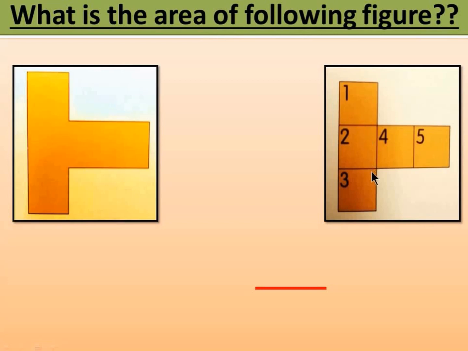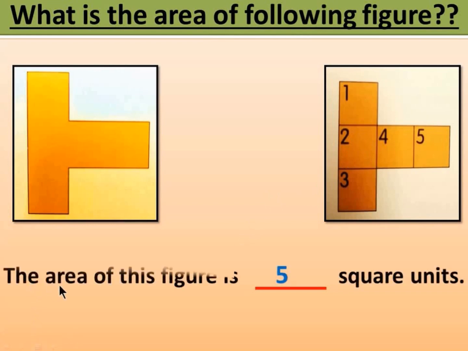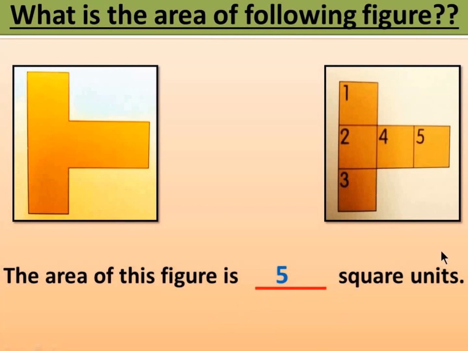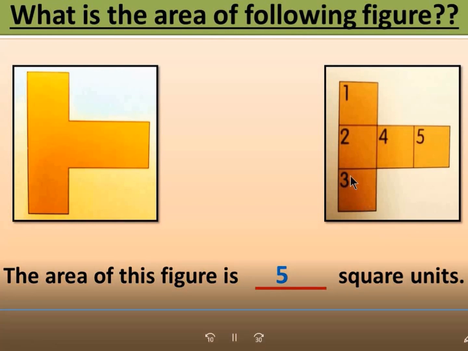Now, 1, 2, 3, 4, 5. How many square units is the total area? Exactly. The area of this figure is 5 square units. Very good. 1, 2, 3, 4, 5. It is divided into 5 squares. That means the area of this figure is 5 square units. This was all about area and how we measure area. We measure area in square units.